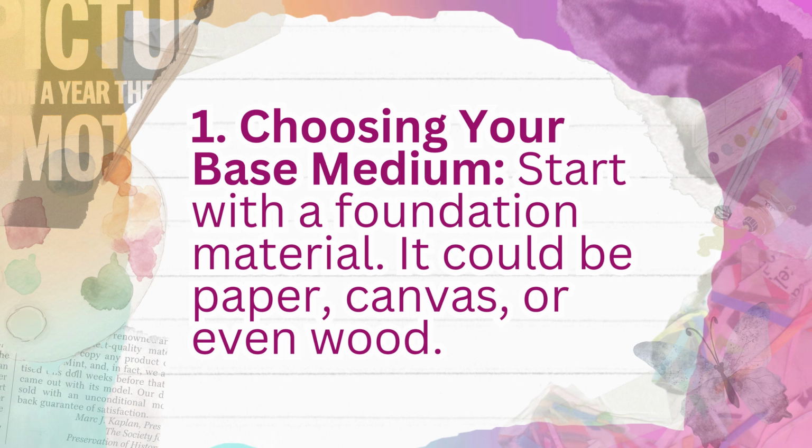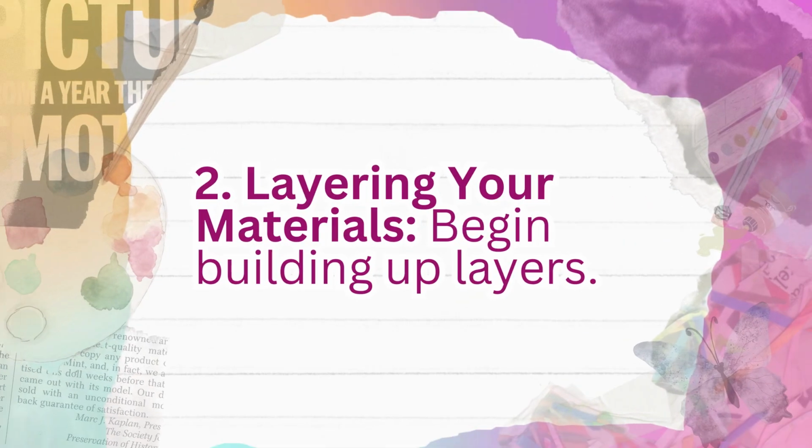Number 1. Choosing your base medium. Start with a foundation material. It could be paper, cardboard, canvas, or even wood. Decide if you want your first layer to be something like paint or drawing. Number 2. Layering your materials. Begin building up layers. You could paint first, then draw a sketch on top of that layer. And finally, paste elements like magazine cutouts, fabrics, or textured materials like sand or leaves.